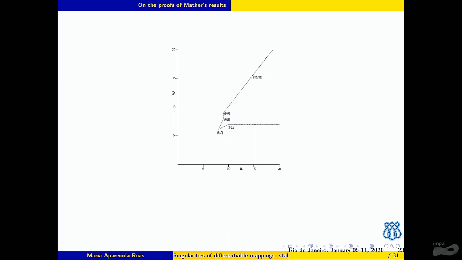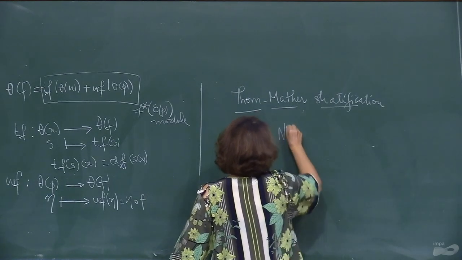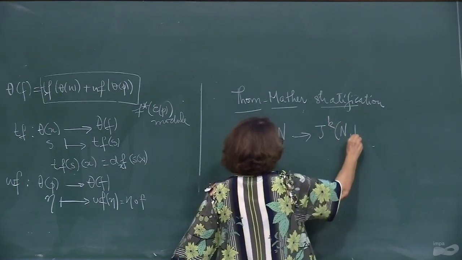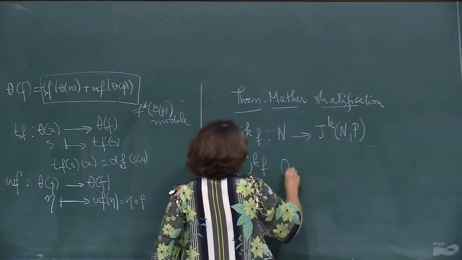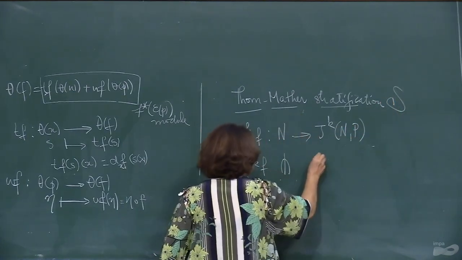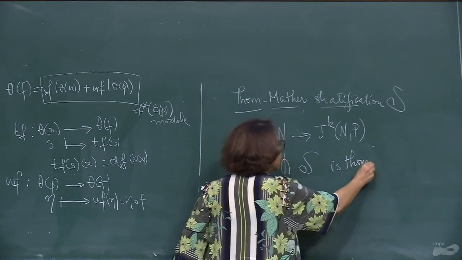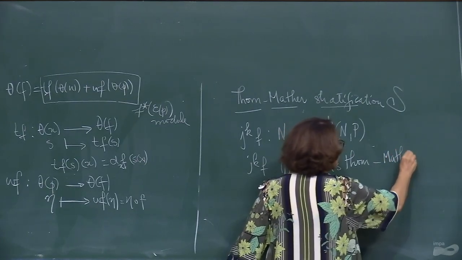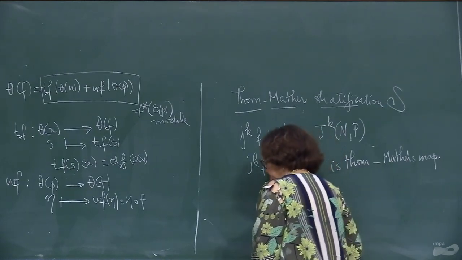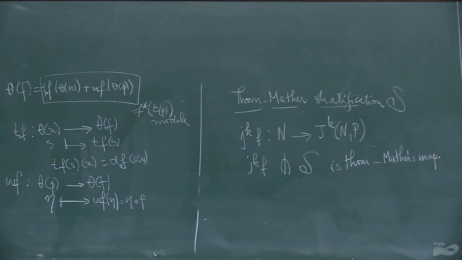So the stratification, we call it the Thom-Mather stratification. This is a Whitney regular stratification, constructed in Theorem B, and a map F such that j^kF is transverse to this stratification is a Thom map. So Theorem B says that Thom maps are topologically stable, right? Okay.